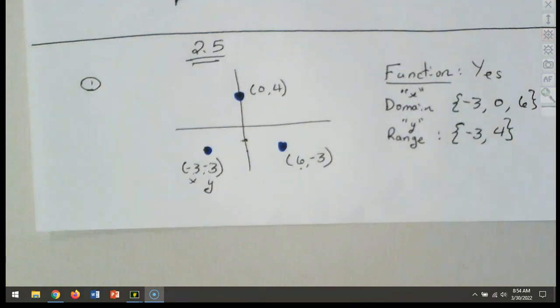Question 4. Question 4 is an ellipse. And I'm guessing that where we struggled was probably determining the domain and the range. It's pretty easy to see on 4 that it's not a function because it's an ellipse. Ellipses and circles are not functions.